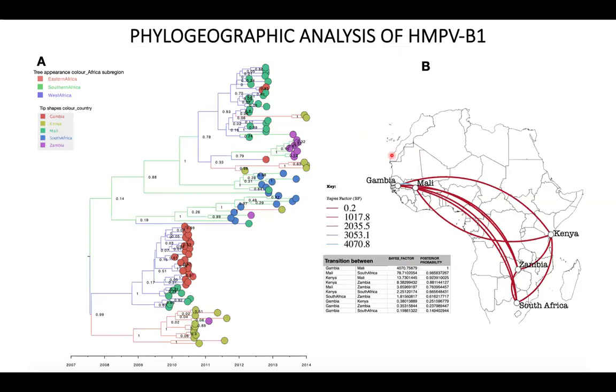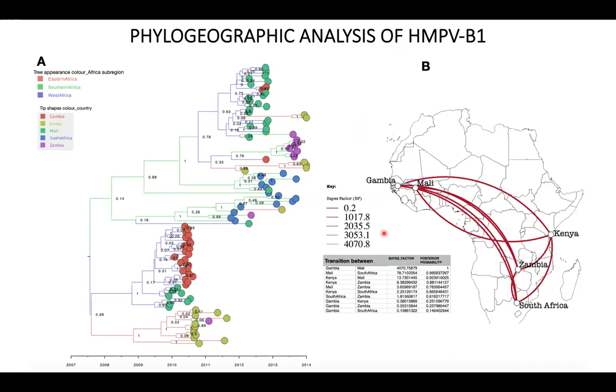The lines indicate connections between the countries. These do not necessarily mean that a transmission occurred between the locations, but rather suggest high sequence relatedness. But we inferred strong links between Gambia and Mali, suggesting strong epidemiological links.